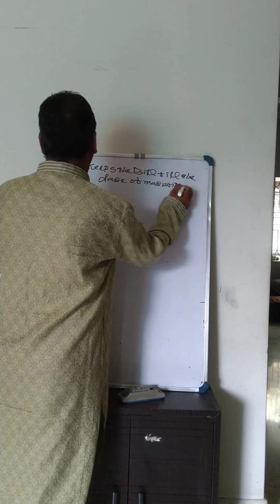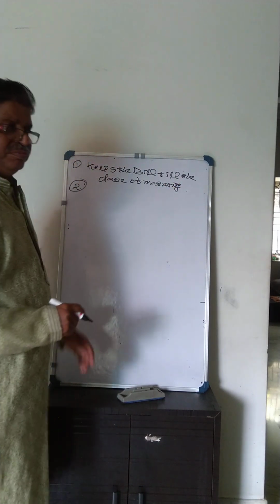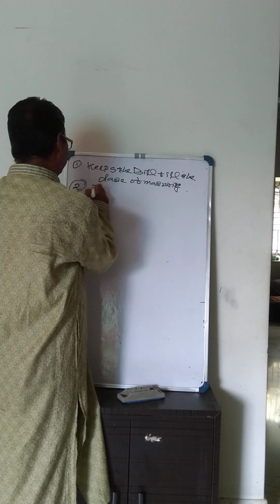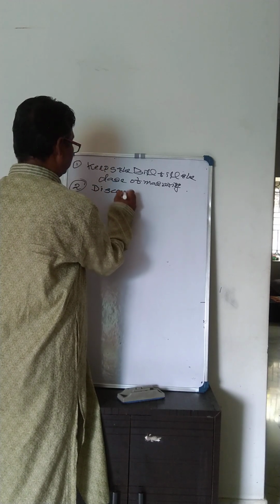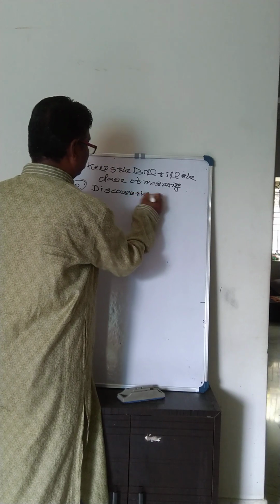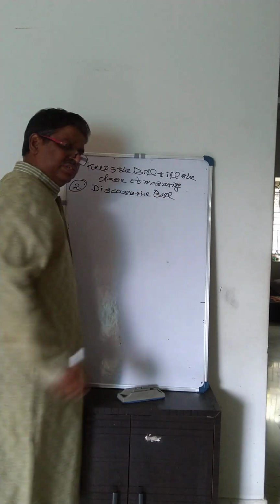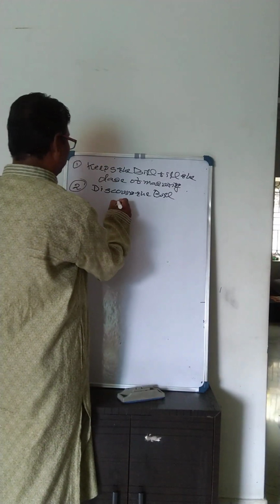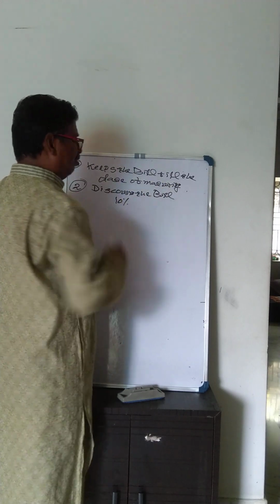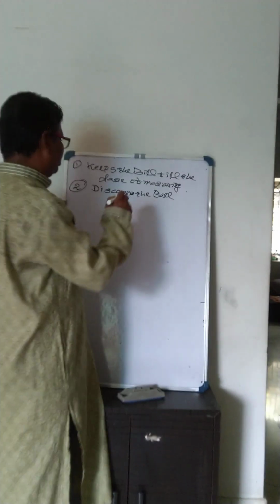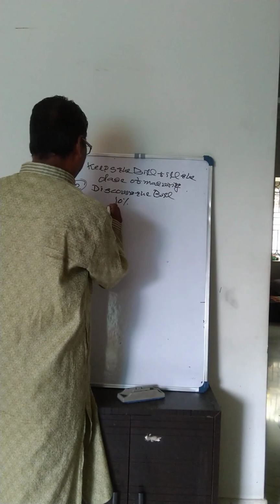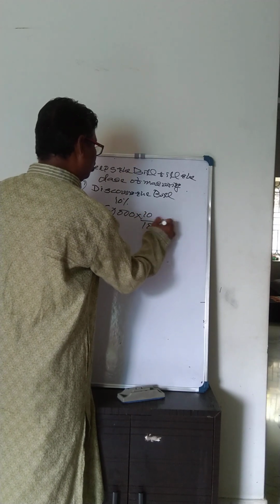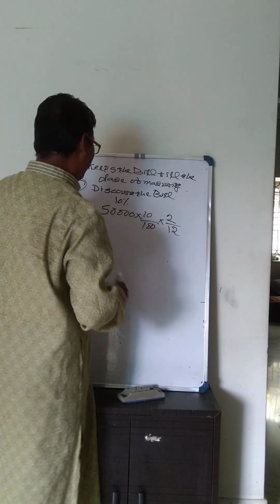Second, suppose the drawer is in need of money, he will go to the bank, request the banker and discount the bill in the bank. The bank will charge some interest, suppose 10%. Suppose after keeping 1 month, the drawer is in need of money, he will discount the bill in the bank. So the bank will charge 50,000 into 10% into 2 by 12. 2 months interest the bank will charge.